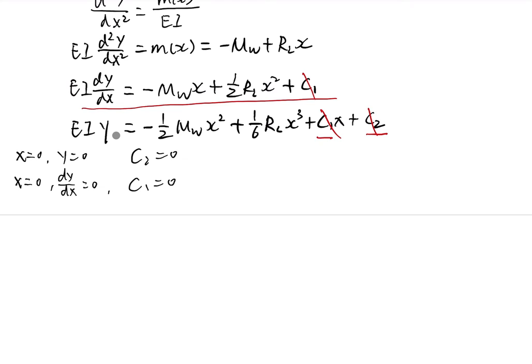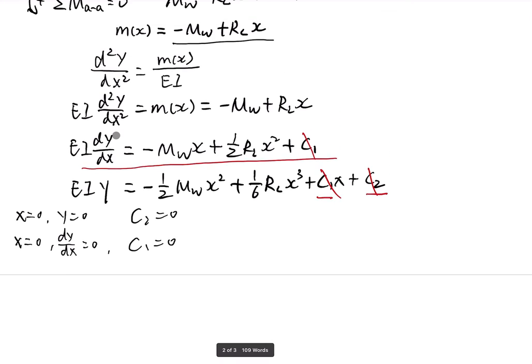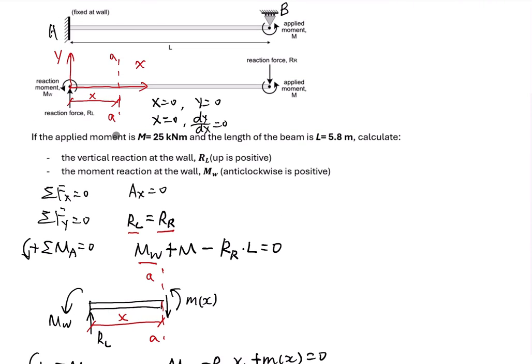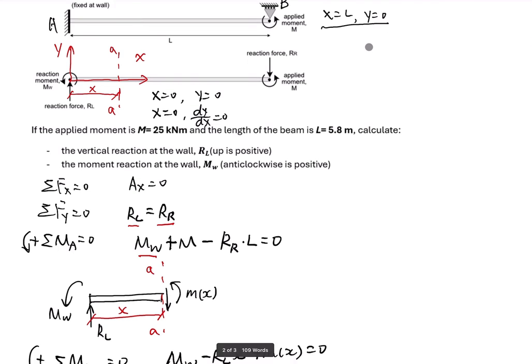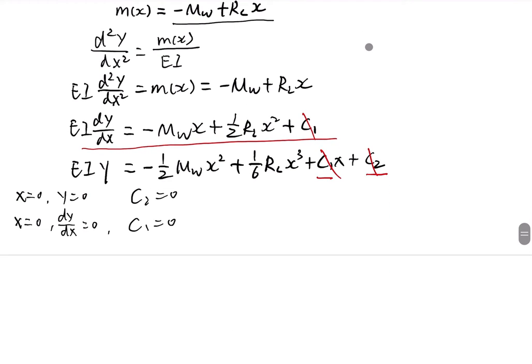So how do we use these equations to find the actual equation to solve the unknown reaction force? Here is the solution. From this beam, we have used the boundary conditions on support A. And also looking at support B, we find support B also has zero deflection. That means at x equal to L, the deflection is also equal to 0. So using this information, we can find the actual equation. So we apply this boundary condition, x equal to L, y equal to 0, into this equation.